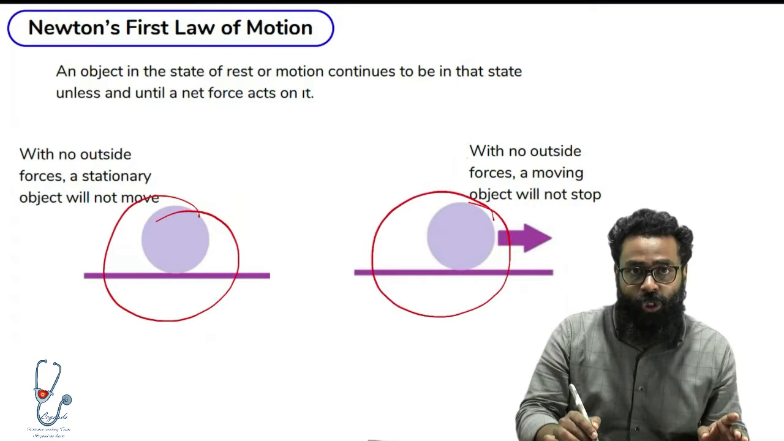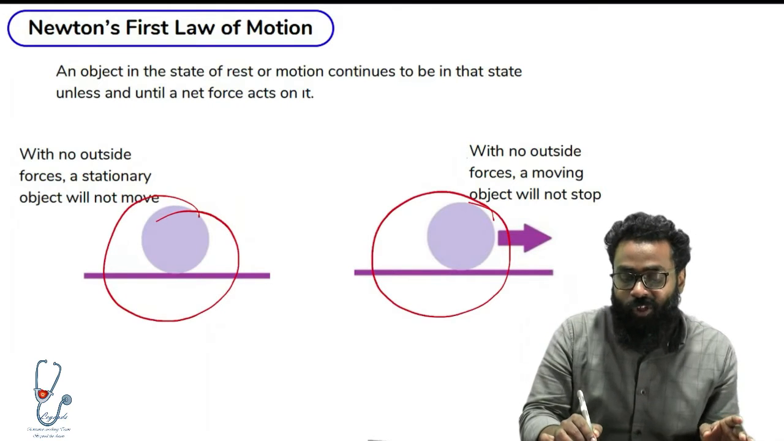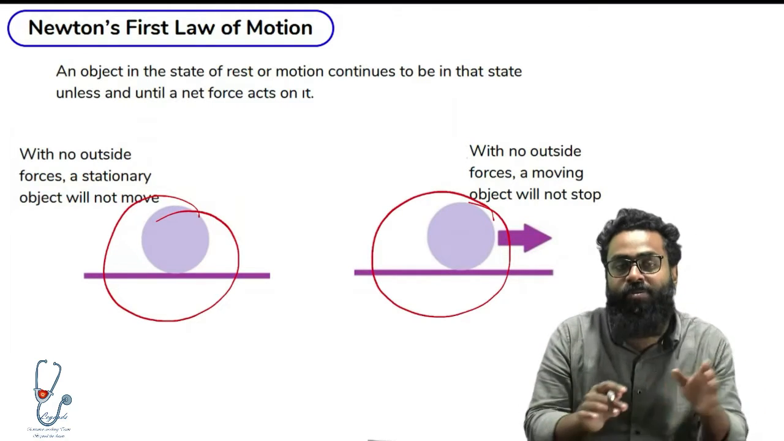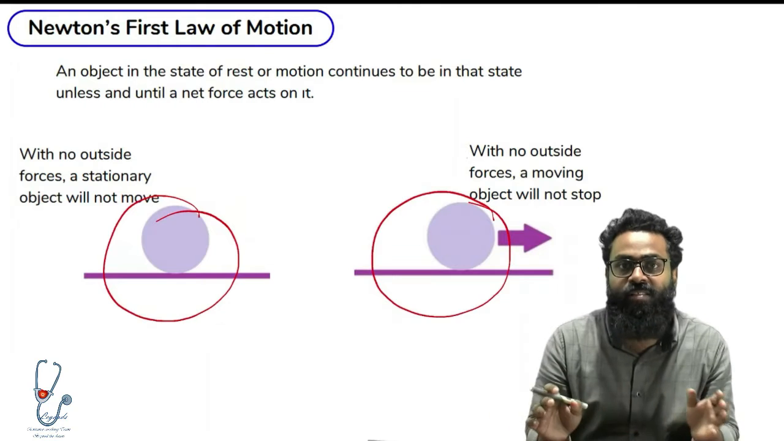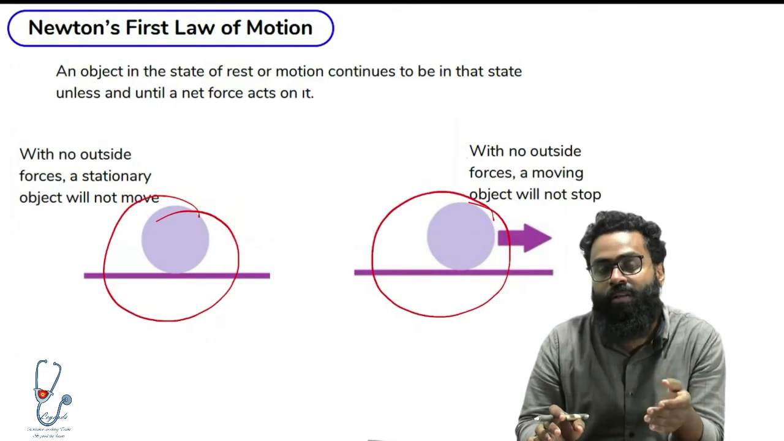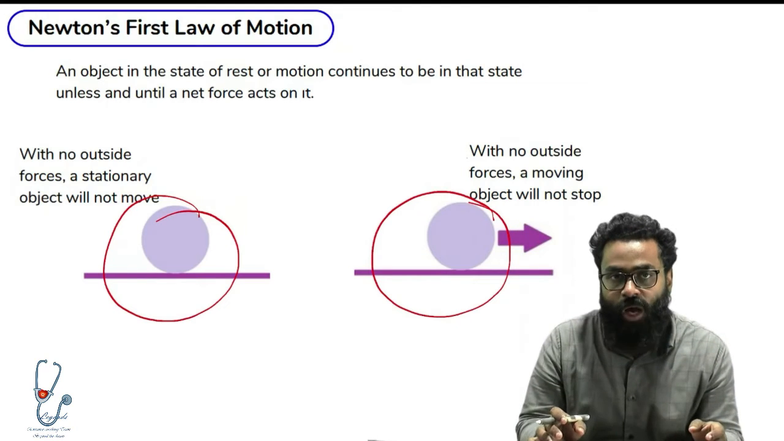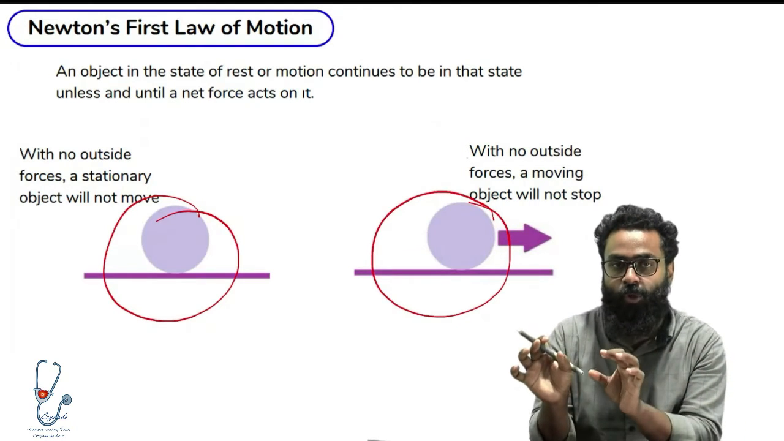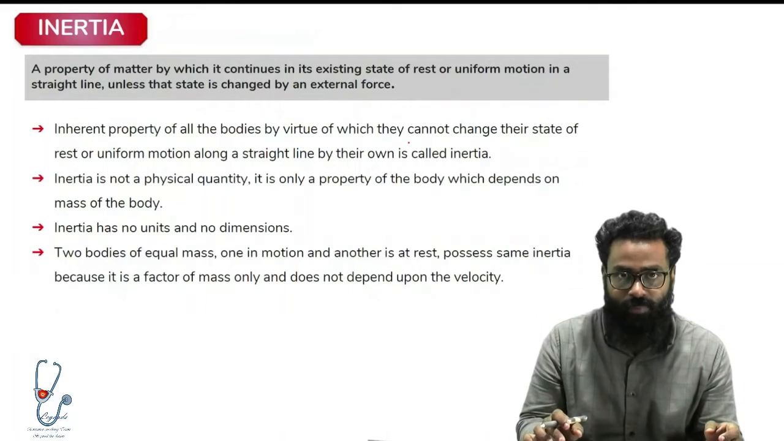The second one is uniform motion. That is, with no outside force, a moving object will not stop. This is Newton's first law. In other words, we can call it Newton's law of inertia. Newton's first law of motion is called the law of inertia.